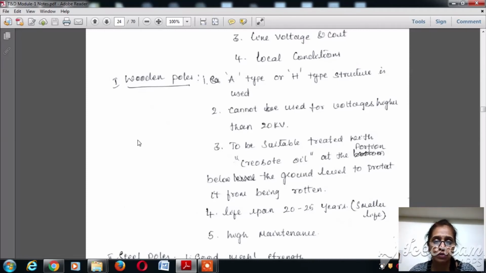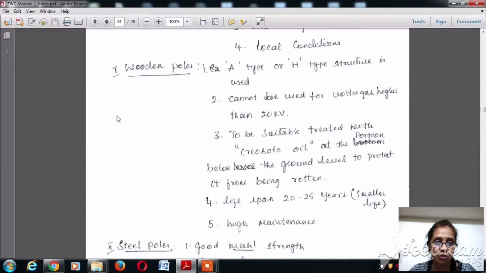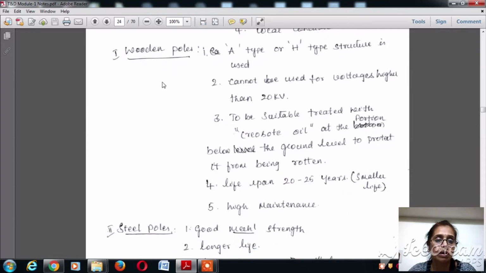It should be treated, because there are a lot of problems at ground level. Since it is wood, there is always a chance that it may get rotten, and it has to be treated properly with creosote oil. The portion below the ground level has to be protected well from germs, and it should be protected from all kinds of weather and soil conditions.